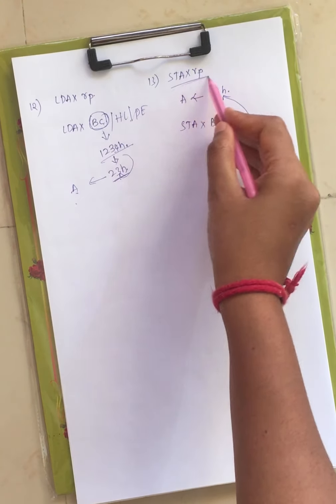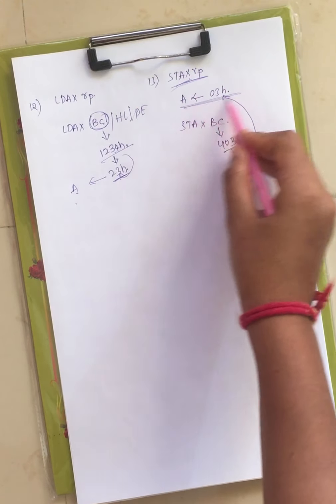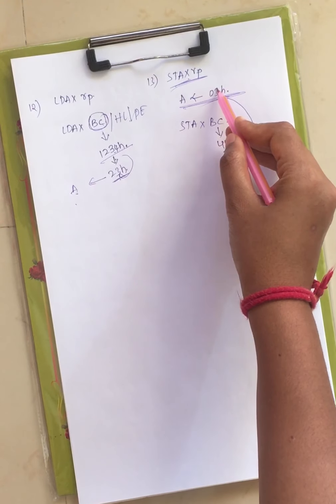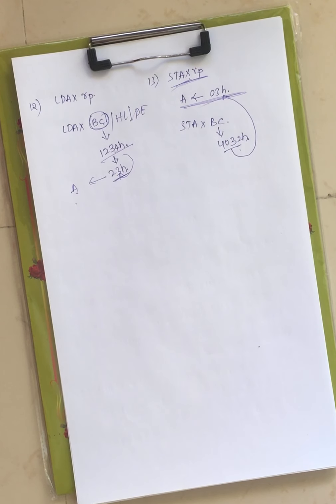Now coming to STAX RP, right? You are storing the accumulator contents. Now A has contents 03H. You are storing the accumulator contents into the memory location that is pointed to by the register pair. Indirectly, here we are not mentioning the memory location; you are mentioning some register pair that will point to some memory location, either loading the contents of the memory location to the accumulator or storing the contents of the accumulator to the memory location that is pointed to by the register pair.